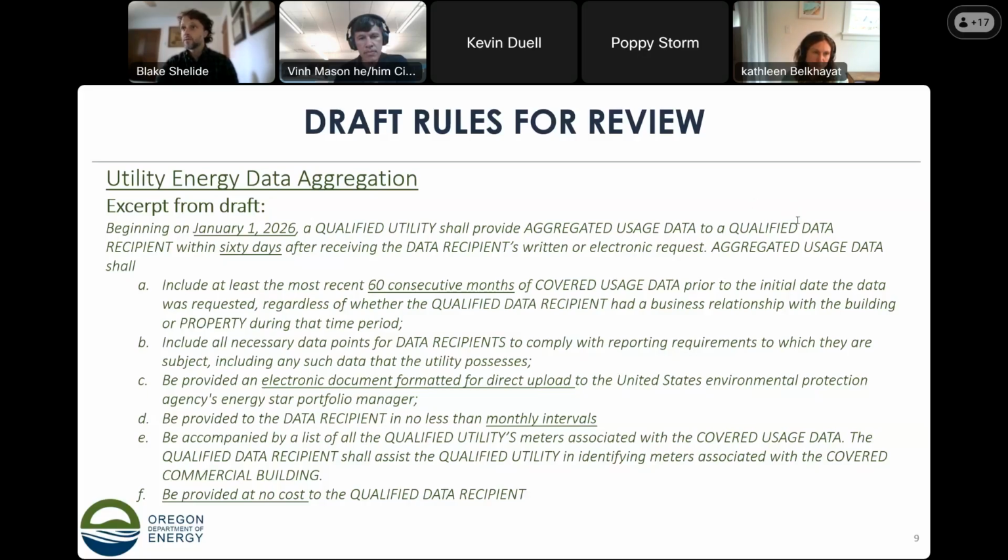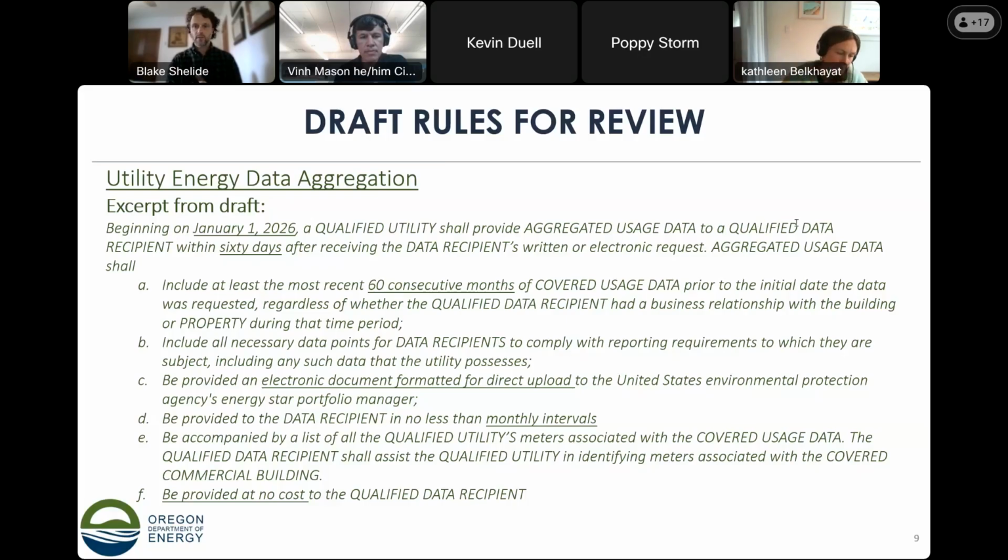The answer to the first part of the question is yes. A building would be a covered building regardless of their utility service territory if they meet one of the covered building criteria. In those situations, even though a utility wouldn't necessarily be required to aggregate the data, we would definitely hope to be able to work with that utility and work with the building owner to gather that aggregated data, even if it's not a strict requirement.